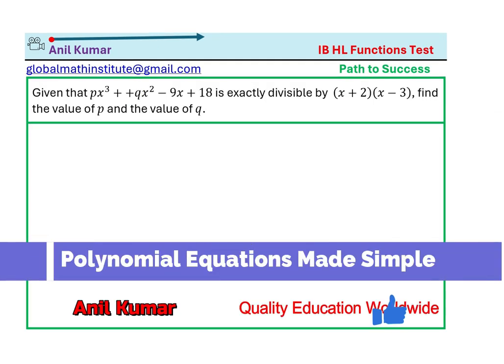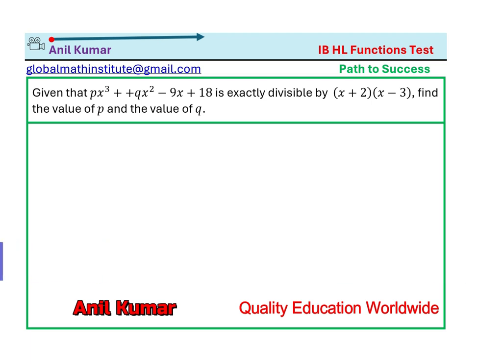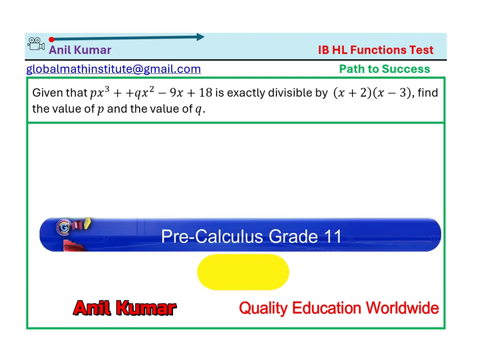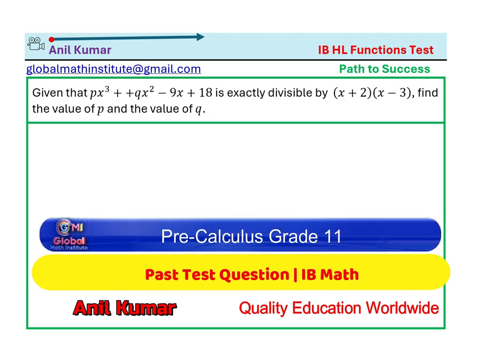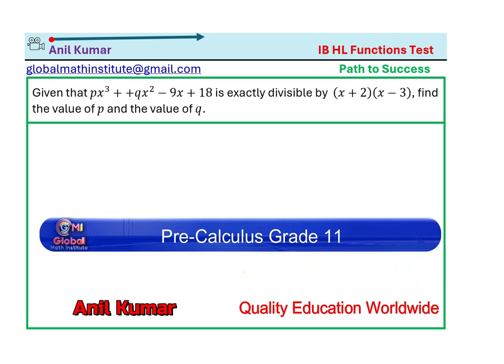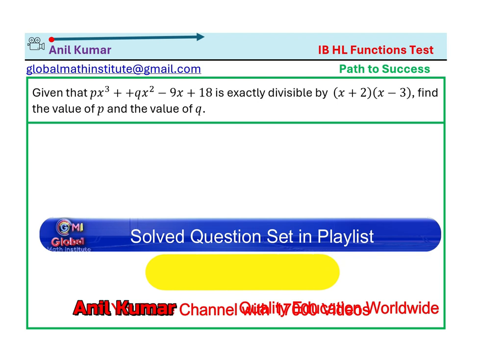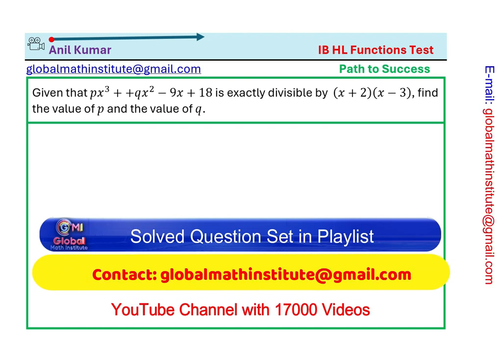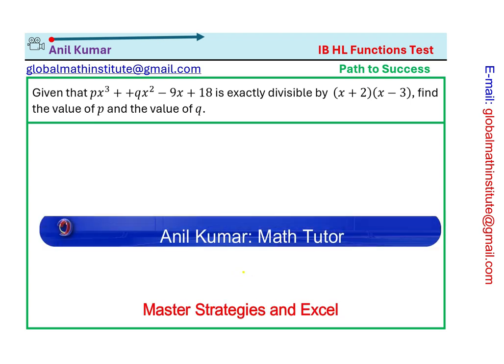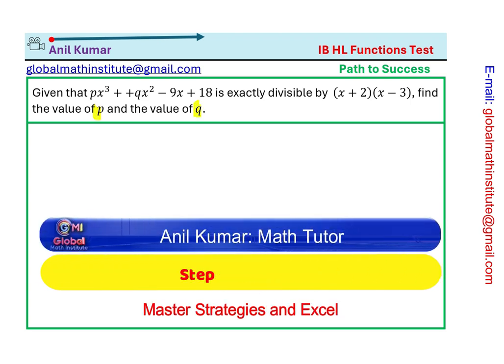Polynomial equations made simple. Here is a test question where we are given the roots and we need to find the polynomial equation, which is cubic in nature. The question here is, given that px cubed plus qx squared minus 9x plus 18 is exactly divisible by x plus 2 times x minus 3, find the value of p and q.